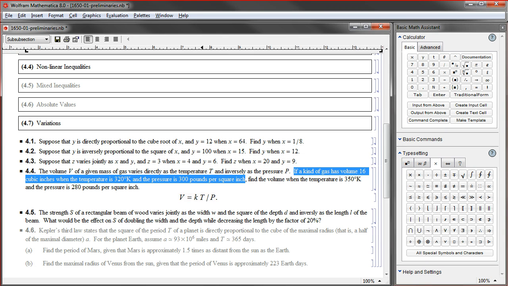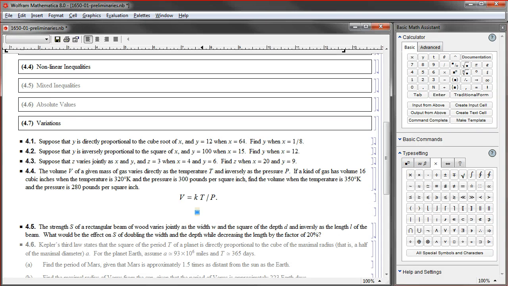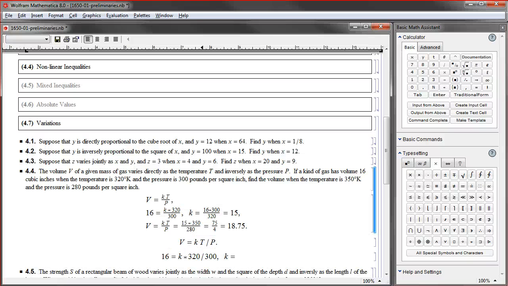And we have to identify the K value from the second sentence. So 16 cubic inches, so volume is 16, and K times temperature, which is 320, divided by pressure, which is 300 pounds per square inch. From this, you can find out what the K value is. And what is it this time? It turns out the K value is 15 in this case.